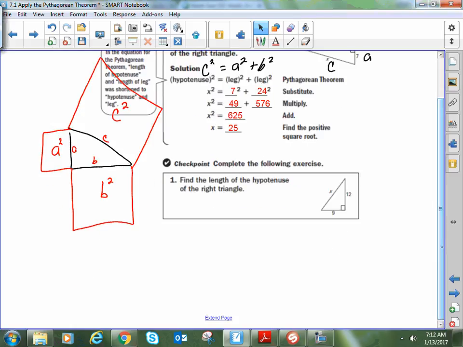So at this point, if you haven't already done so, go ahead and find the length of the hypotenuse of the checkpoint question. Go ahead and pause the video and find the value of that one, and when you're done, hit play and check your work with mine.